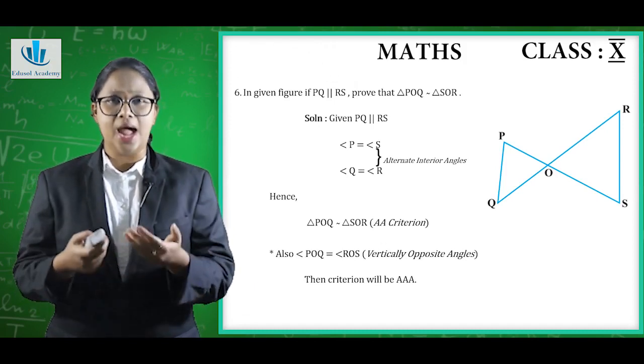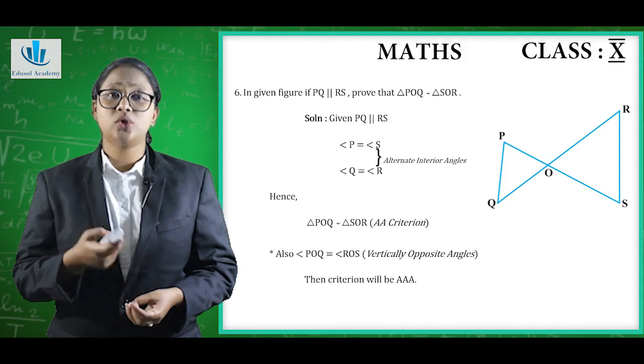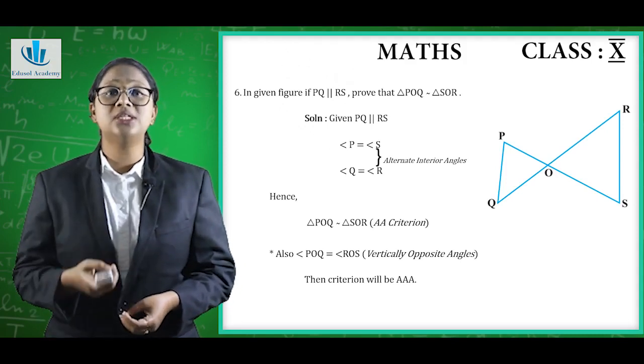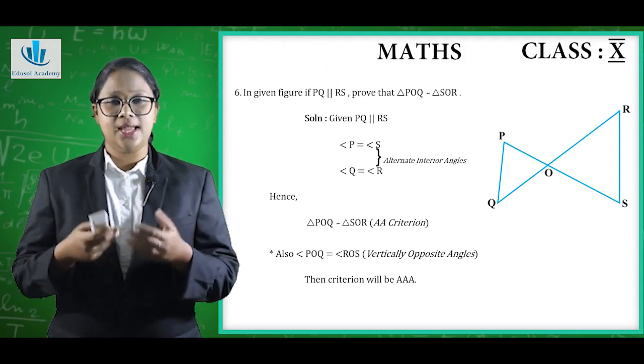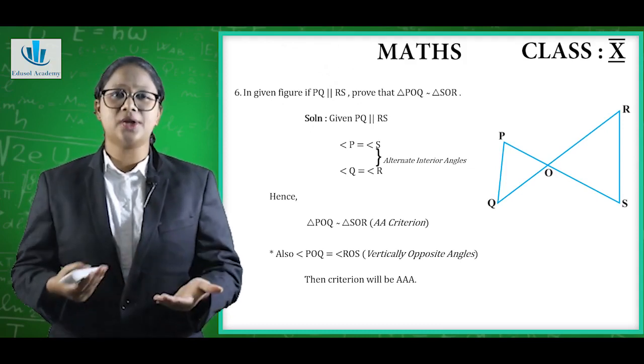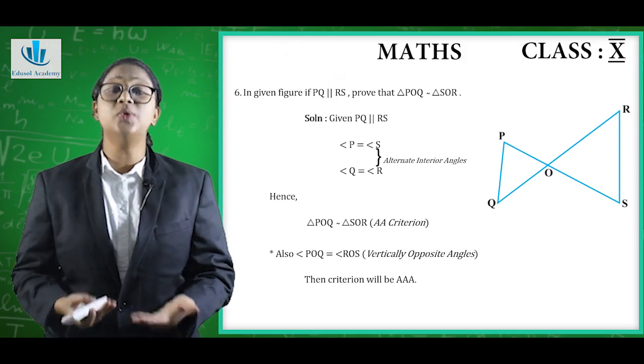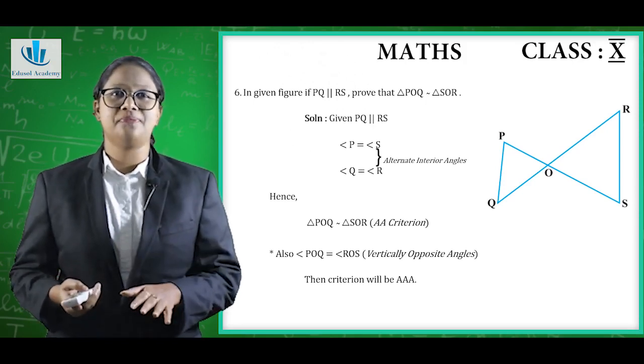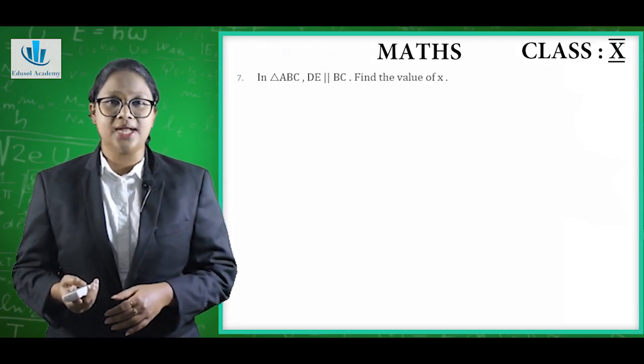Now we can also add angle POQ is equal to angle SOR because they are vertically opposite angles. And using that, we can modify the criterion to AAA similarity criterion, and that's totally subjective. That's all for that question.